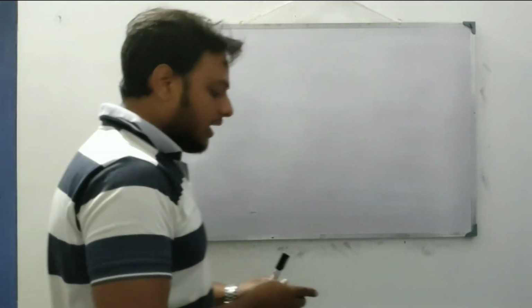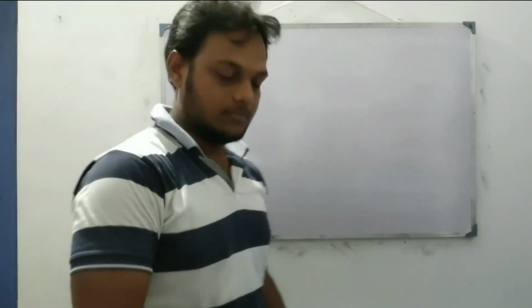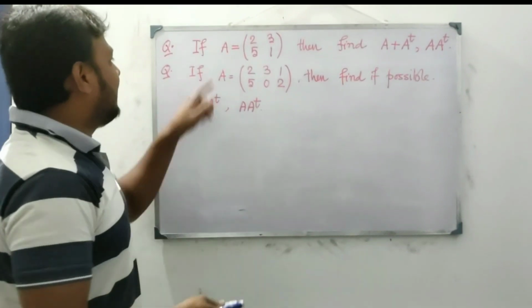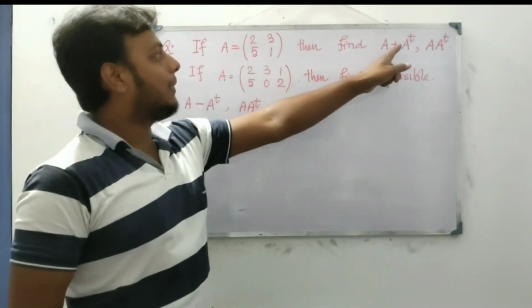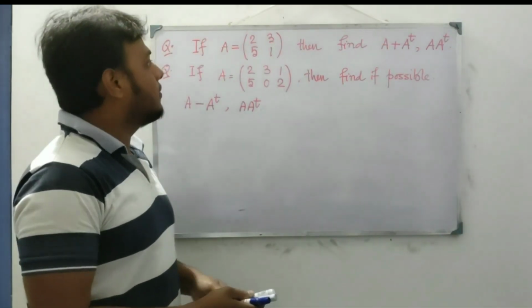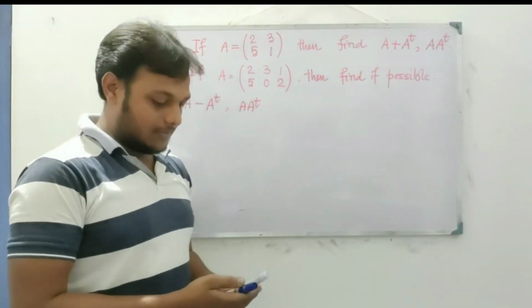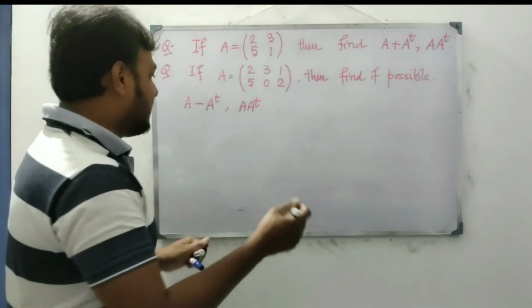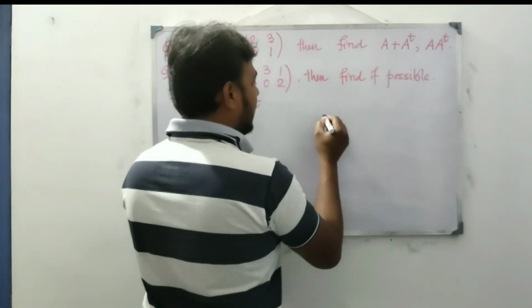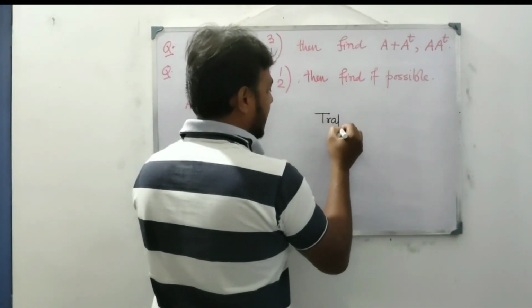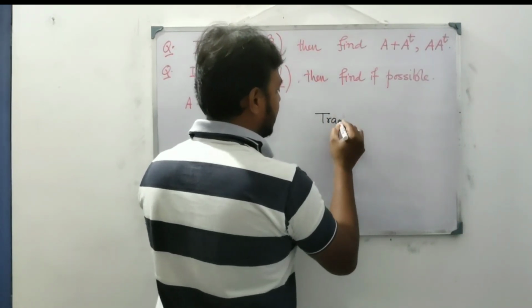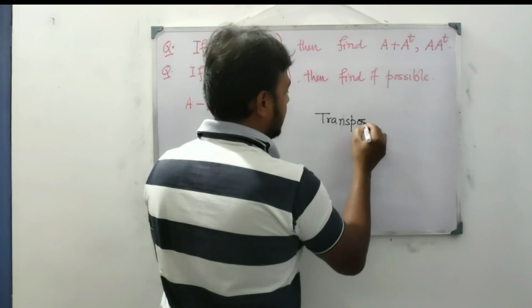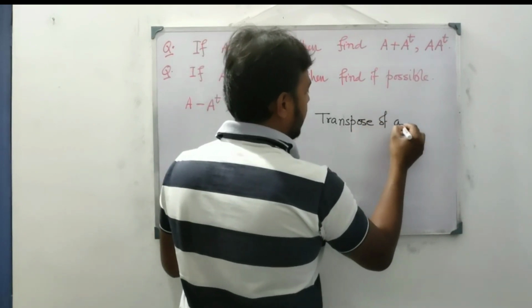Okay, I am considering an extra example. Next problem: if A equals [2 3; 5 1], then find A plus A transpose. So first you have to be introduced to A transpose. What is A transpose? A transpose is called the transpose of a matrix. First I am discussing the transpose of a matrix.